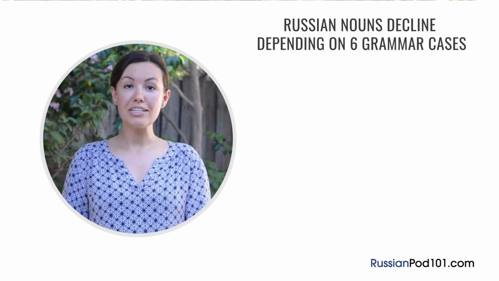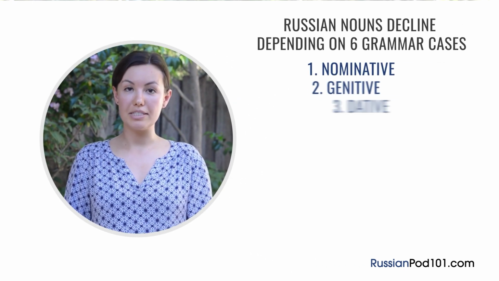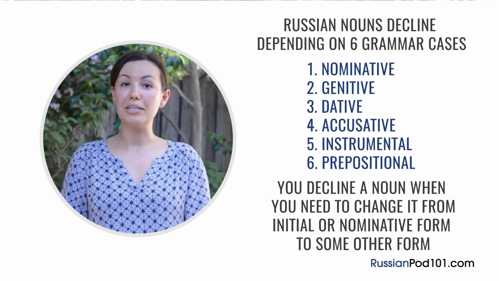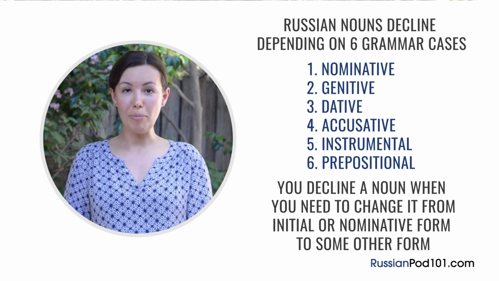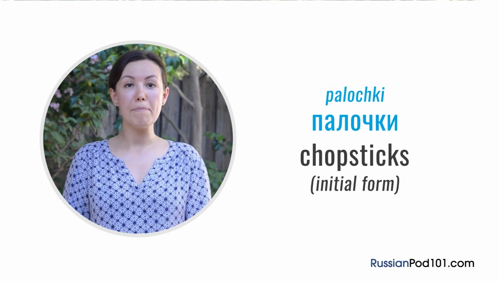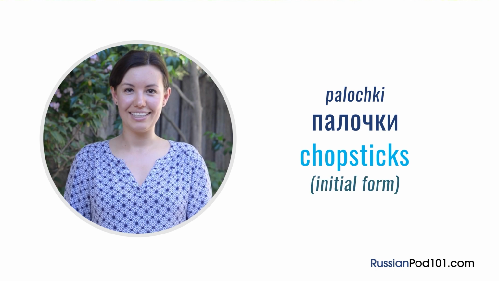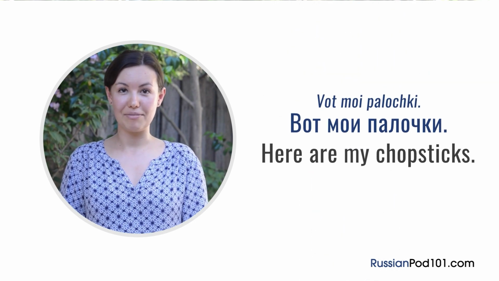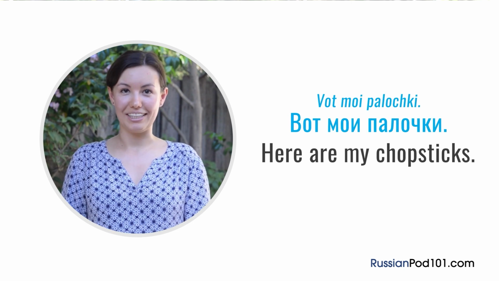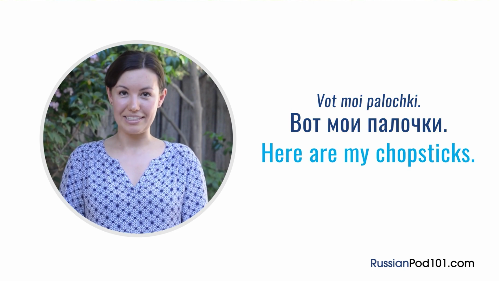Let's see how Russian nouns can be changed. Russian nouns decline depending on 6 grammar cases. You decline a noun when you need to change it from its initial or nominative form to some other form. For example, the word палочки, chopsticks, is an initial form. It can be used in a sentence like this: Вот мои палочки. Here are my chopsticks.